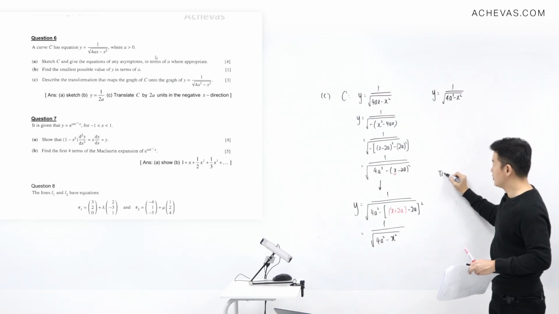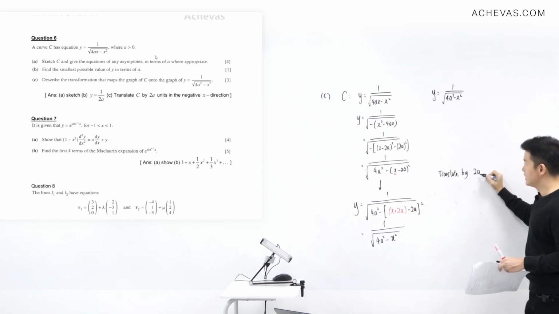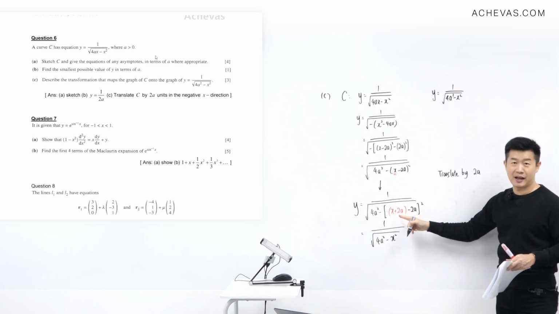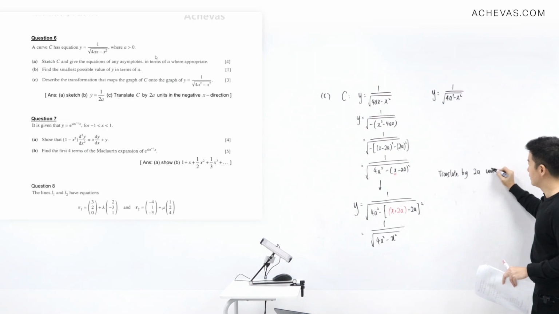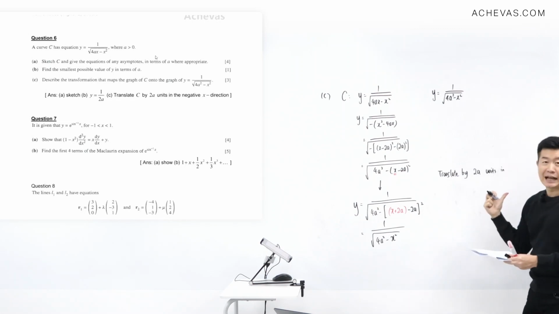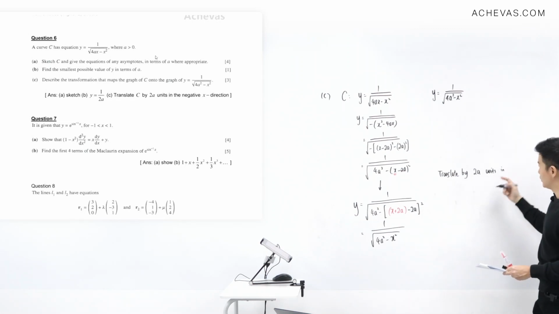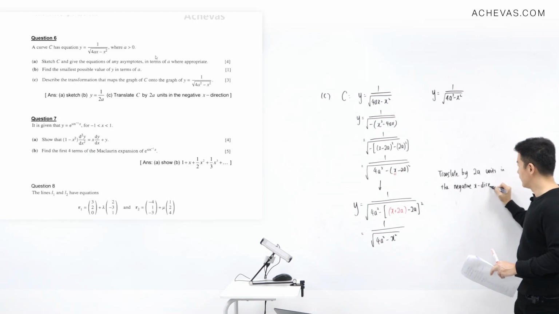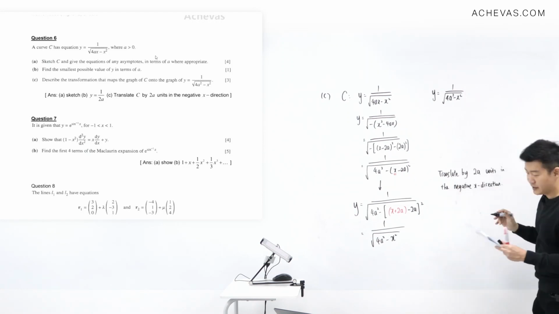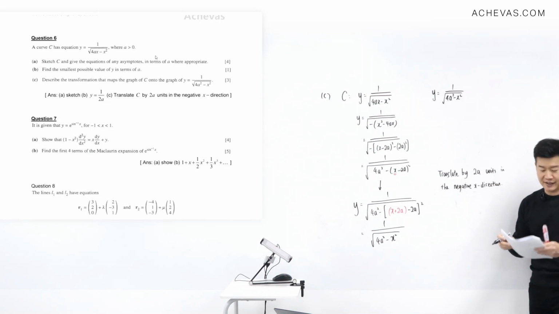The transformation will be a translation by 2a units. Since we are replacing x by x plus 2a, it is going to be a translation of 2a units in the negative x direction. Okay, this is for the last part of this question number 6. Let's move on.